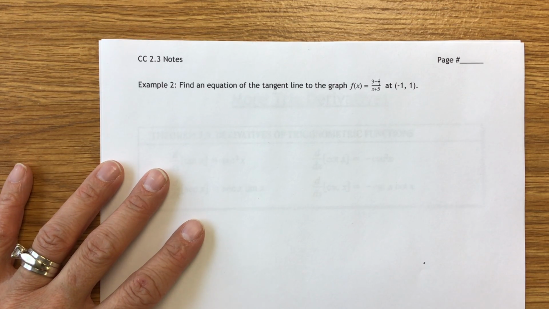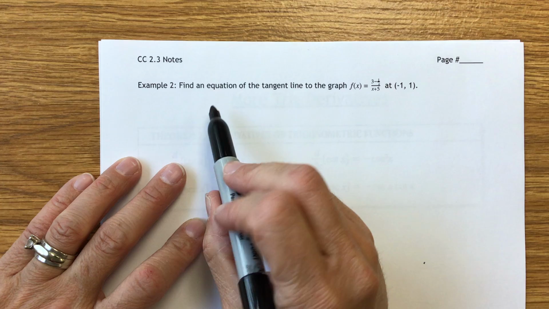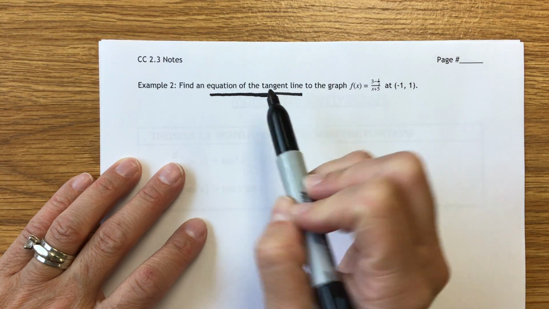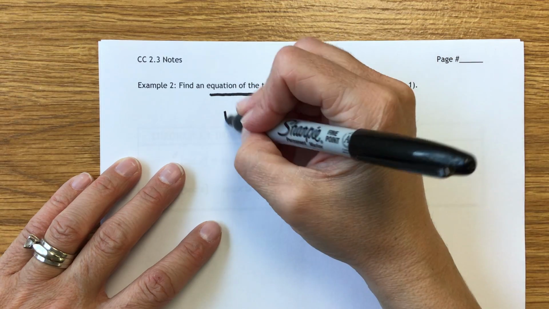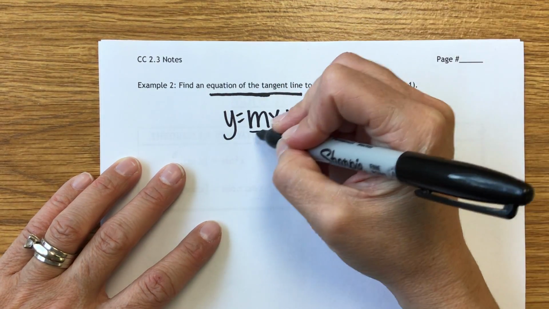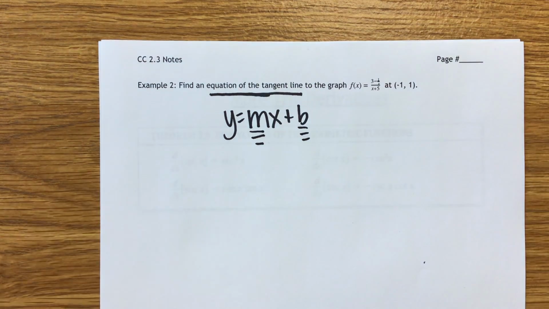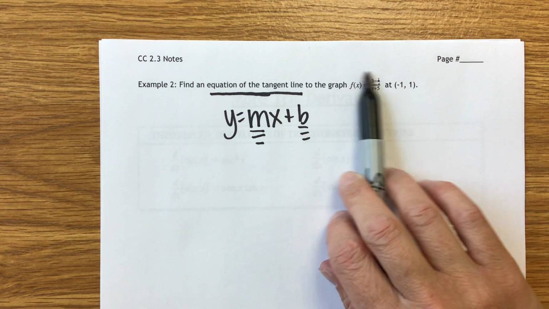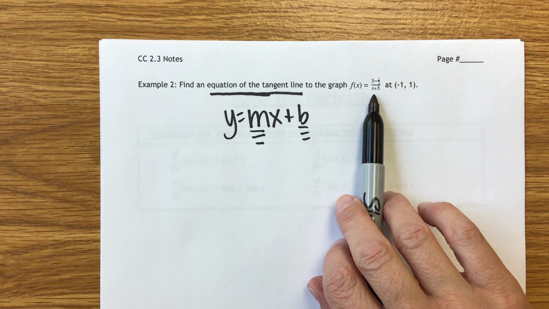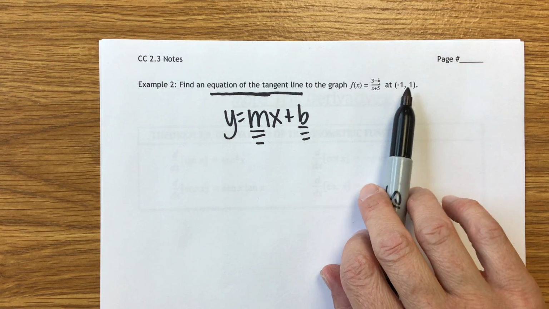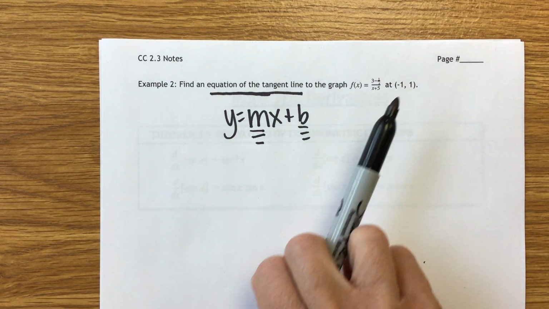For example 2, we are going to write an equation of a tangent line. And we've done that. Equations of tangent lines. Tangent lines are going to be straight lines, so we're looking for y equals mx plus b. We've got to find the m, and we've got to find the b. And what we'll do is look at the function. It's going to be some kind of curve, and we want to find the equation of a tangent line at the point -1, 1.